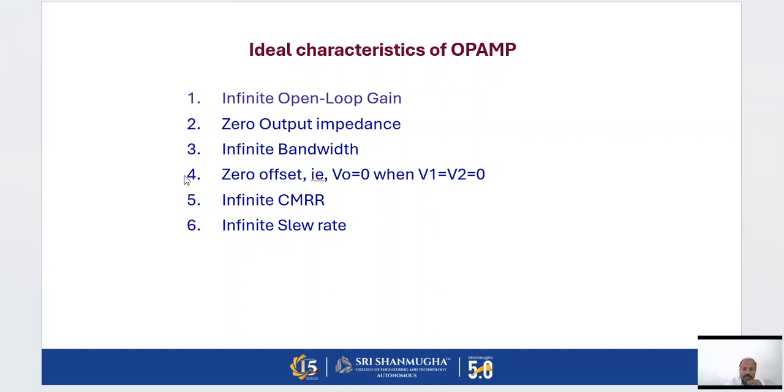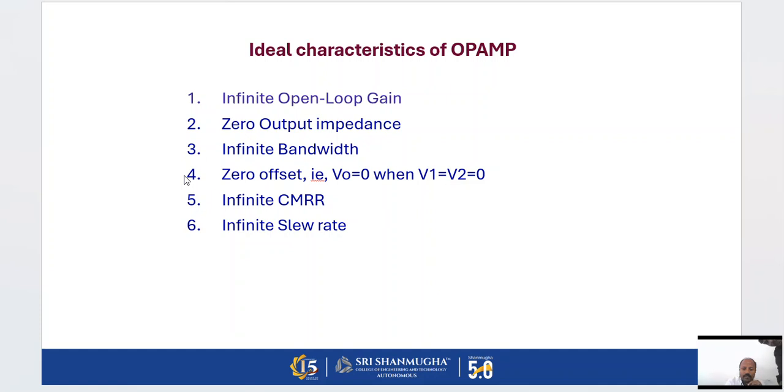Next, the ideal characteristics of an operational amplifier. Infinite open loop gain. The gain should be infinite. Second is zero output impedance. The output impedance of an ideal op amp should be 0. Next is infinite bandwidth. The bandwidth should be infinite. Next one is zero offset. That is, when we are not giving any input, there should not be any output. If there is output, then we have to nullify that.